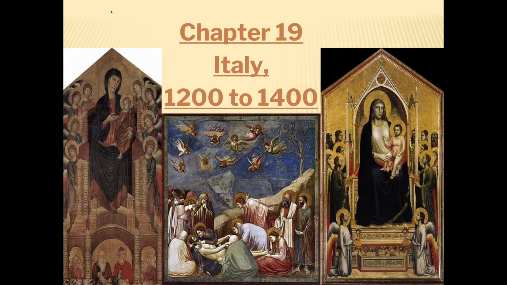All right. In your notebook, write down that we are now in chapter 19, the Middle Ages in Italy, which essentially goes from the 1200s to the 1400s. We're really going to be focusing on the 1200s and 1300s today, and looking at a couple of artists that exhibit the qualities that are important to know for this era.